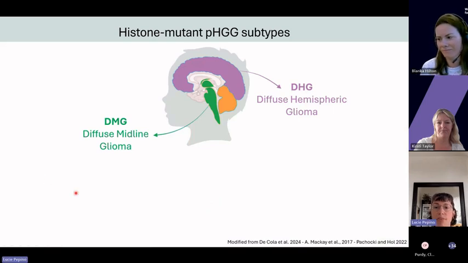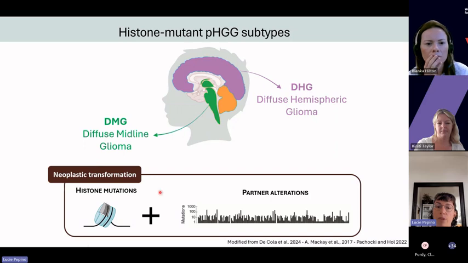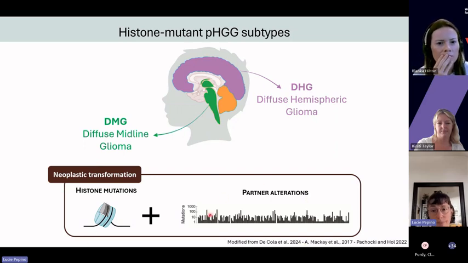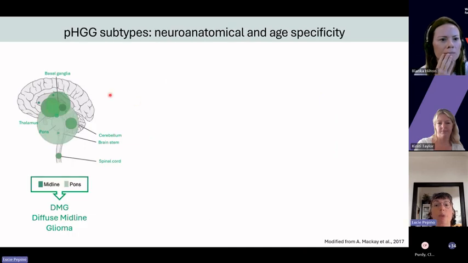And histone mutant pediatric high-grade glioma can fall into two main categories: diffuse midline glioma, DMG, and diffuse hemispheric glioma, DHG. They are highly heterogeneous tumor entities driven by clonal mutation and are often associated with a range of genetic alterations. As I mentioned, different histone mutations correlate with different brain regions, ages of onset, and survival outcome.